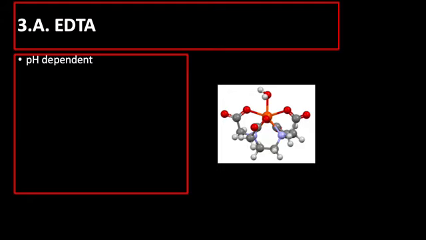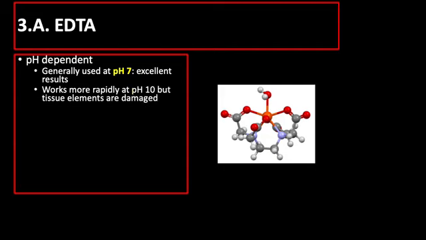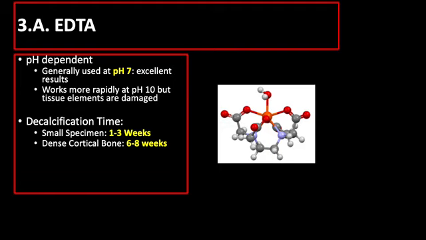The rate at which EDTA will decalcify is actually pH dependent. It is generally used at pH 7, which has excellent results, and it works more rapidly at pH of 10, but some tissue elements can be damaged at alkaline pH. The tissue is usually placed in EDTA for 1 to 3 weeks for small specimens, but it may take 6 to 8 weeks or longer to totally decalcify dense cortical bone. And the solution should be changed every 3 days.